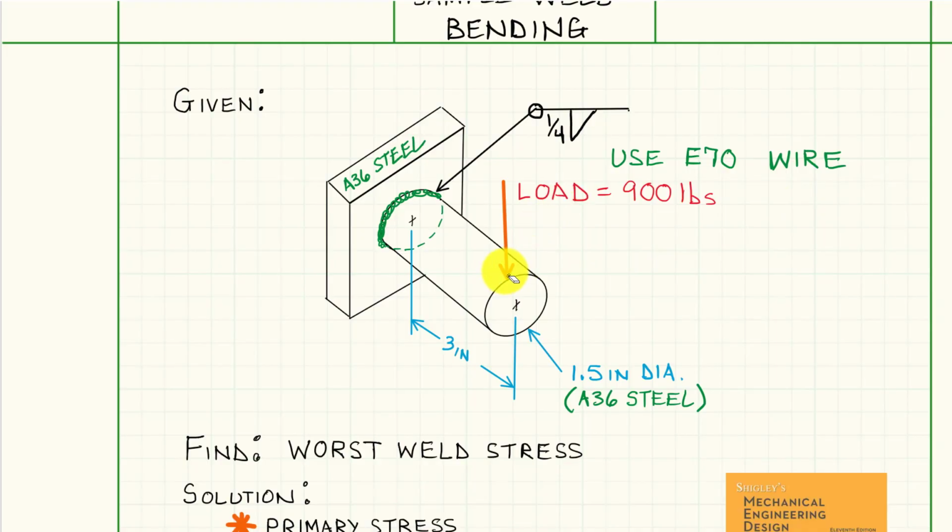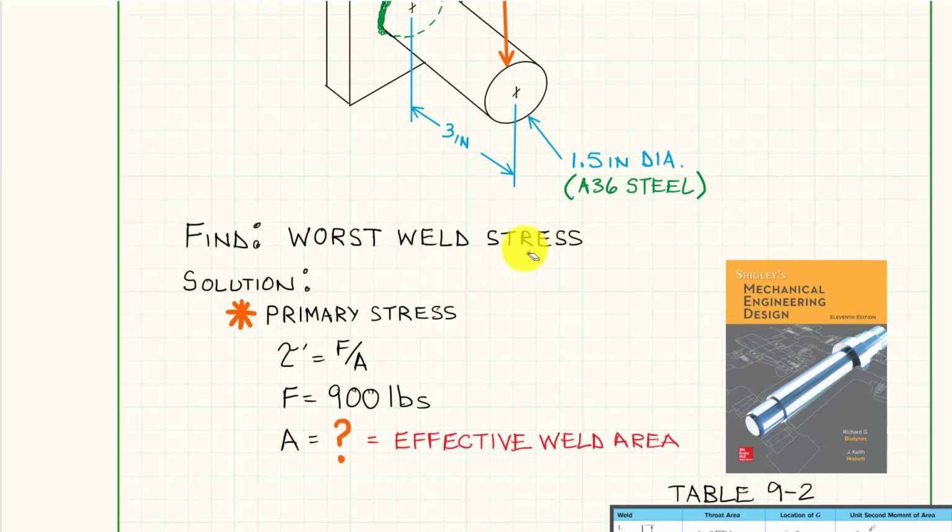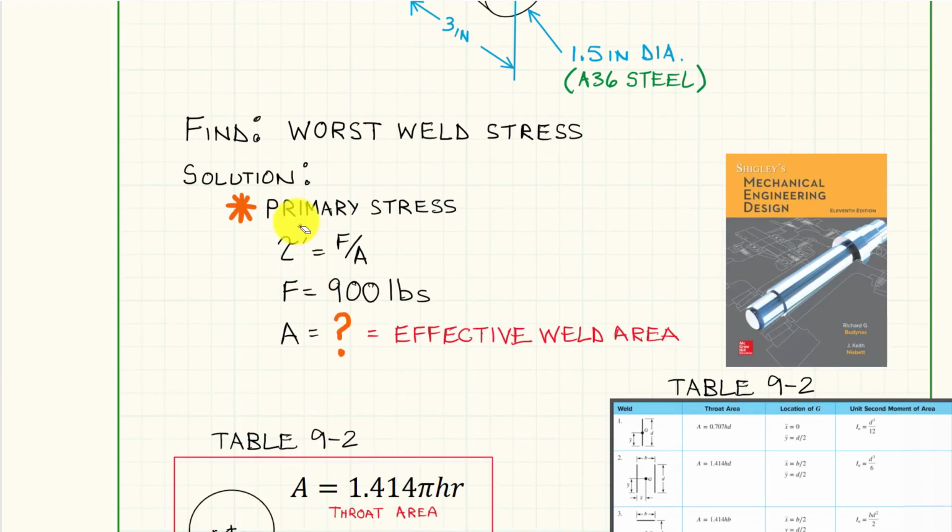We're going to put 900 pounds on here. Now, will it fail or will it not fail? That's what we're going to calculate and look at. And what we're asking here is, what is the worst weld stress that's going to happen? My solution is basically, I'm going to calculate my primary stress. Tau prime is force over area. Well, force is 900. That's pretty simple. But what area do I use?